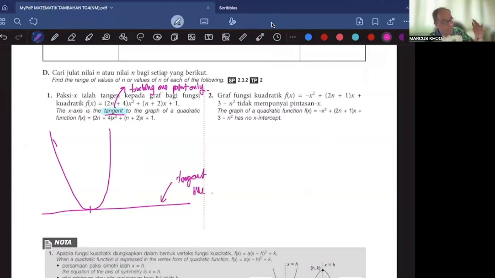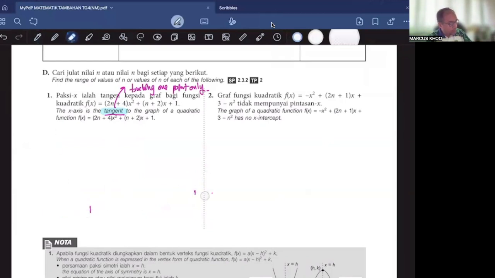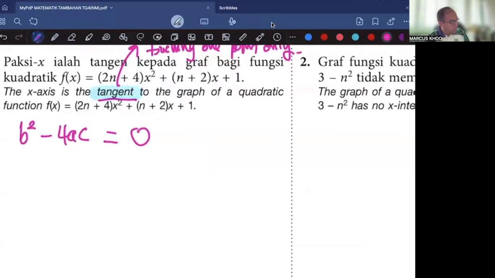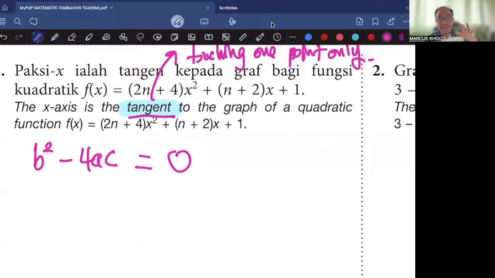Now the word tangent, when it tells you that it's only touching at 1 point only, means what? In terms of the discriminant, it means that our b squared minus 4ac is equal to 0. This is what that word tangent means. There's a very big meaning to it, so we must know. In order for us to do this, we need to identify what is the A, B, and C. In this question, A is 2n plus 4, B is n plus 2, and C is 1. So let's substitute it.